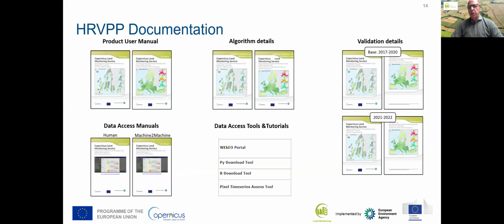Then the HR-VPP documentation. If you go to the website, you will find a lot of documents. The starting entry point is always the product user manual, both for the vegetation indices, so the daily product, as well as the annual products. If you want to see more details, then you can go into the algorithm details, and there is also the validation detail, which provides you a full report on all the validations conducted. And then to access the data, you have the data access manual, both from a human perspective through the WEkEO interface, as well as machine-to-machine scripting. There are also some tools available through a Git repository that you can use.